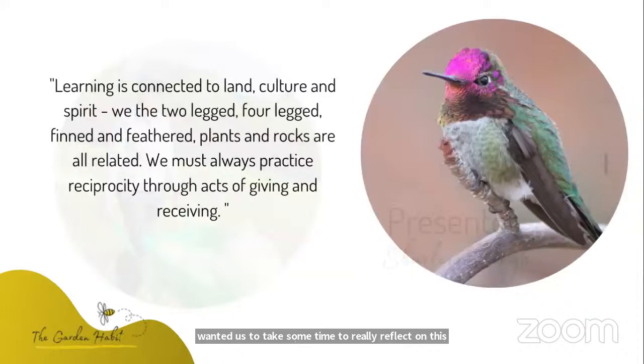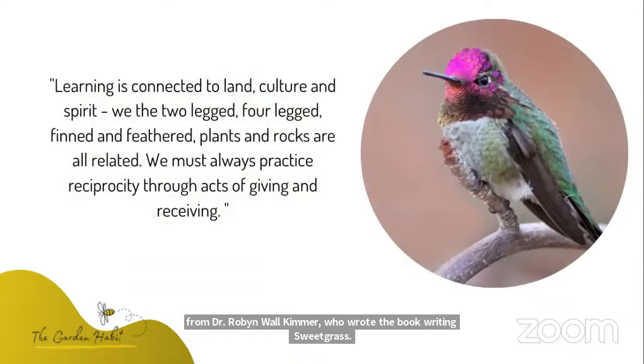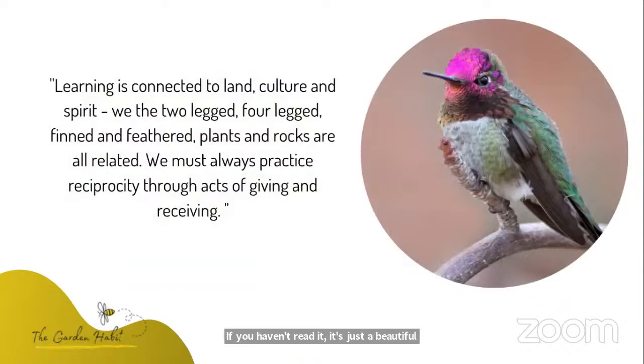It comes from Dr. Robin Wall Kimmerer, who wrote the book Braiding Sweetgrass. If you haven't read it, it's a beautiful book. In her book, she writes, "Learning is connected to land, culture, and spirit. We, the two-legged, four-legged, finned, and feathered, plants and rocks are all related. We must always practice reciprocity through acts of giving and receiving." So how do we be good ancestors? How do we protect the land, the waterways, the air that we breathe? How are we kind to each other?